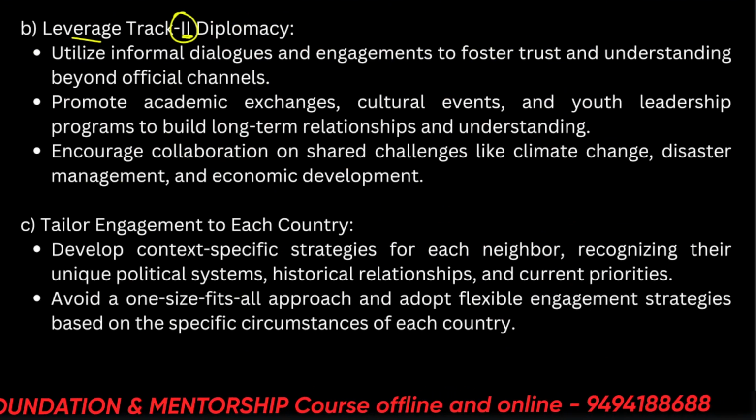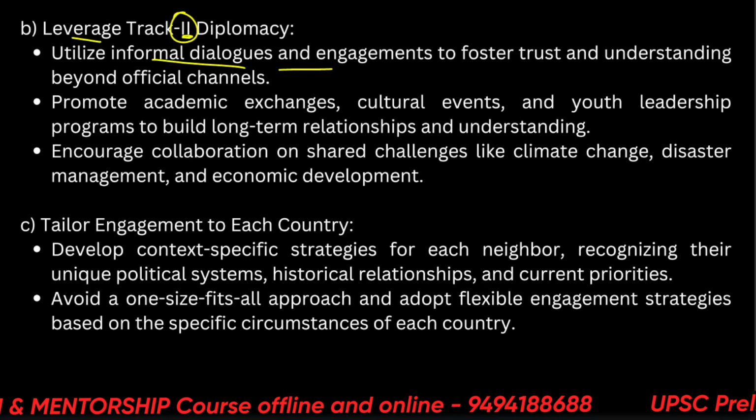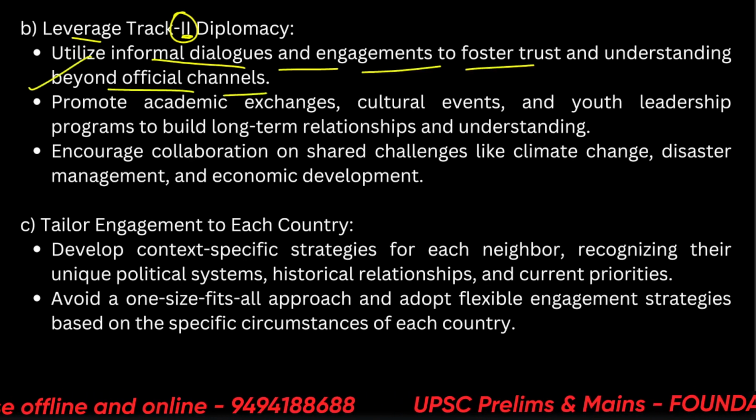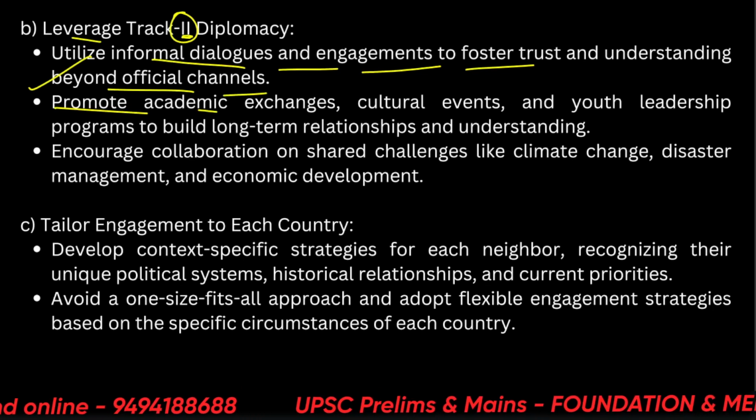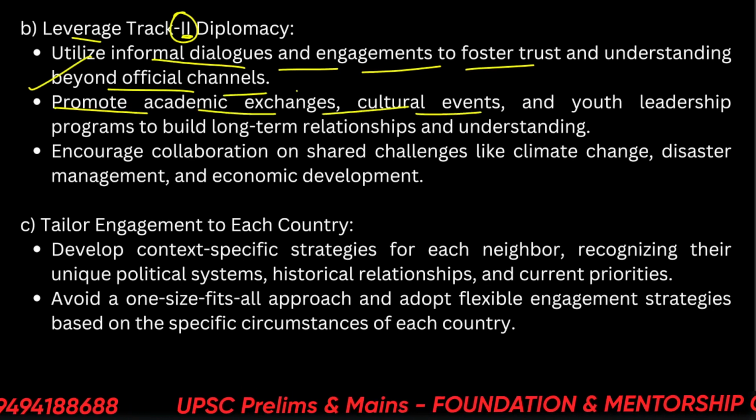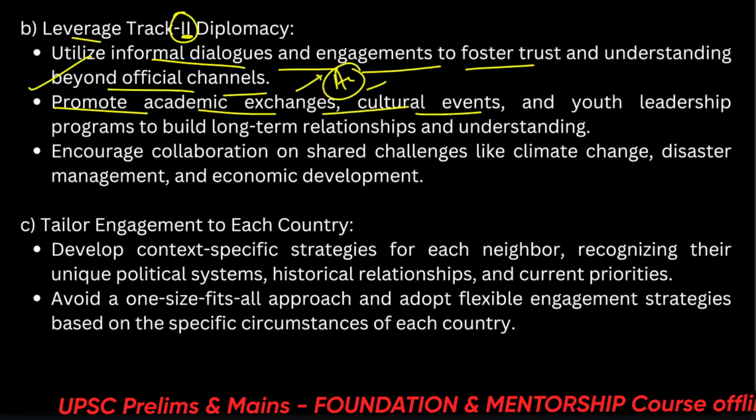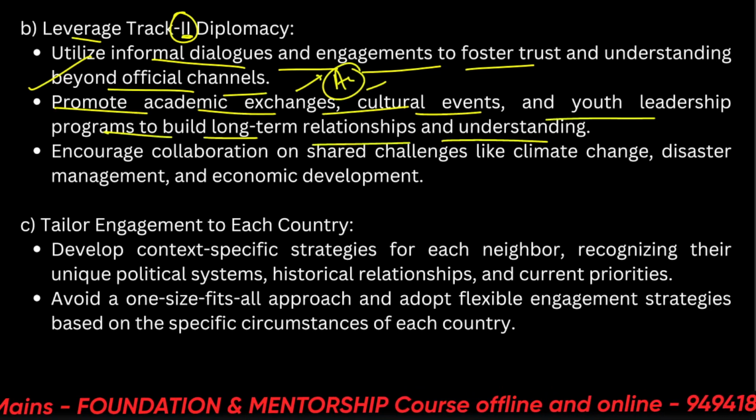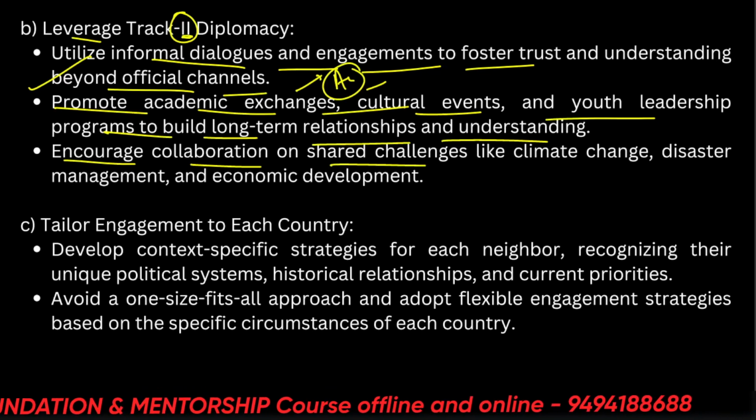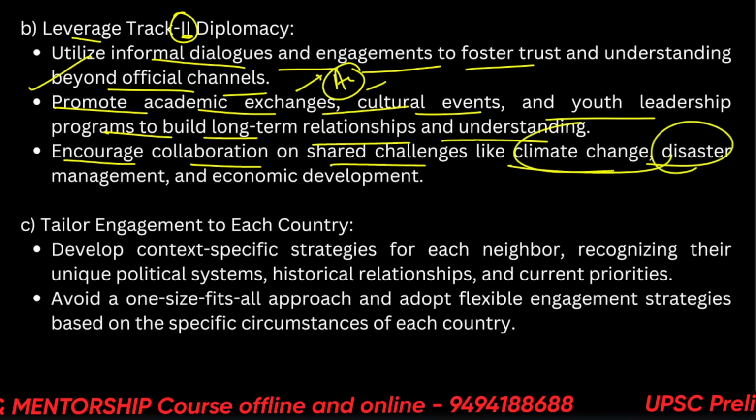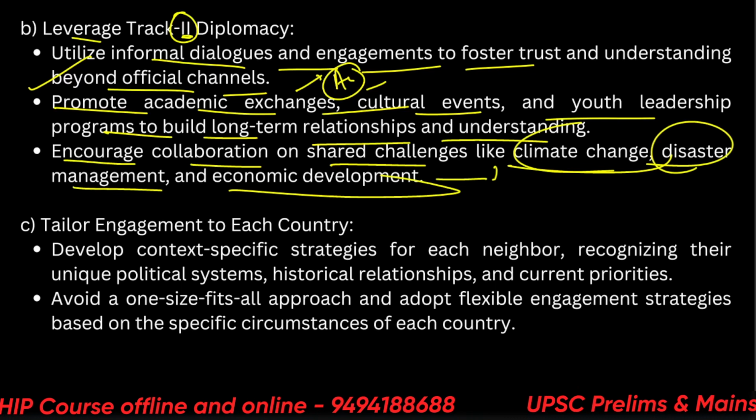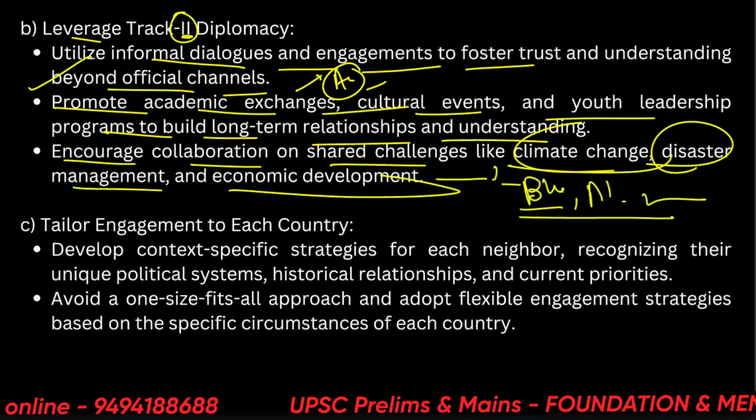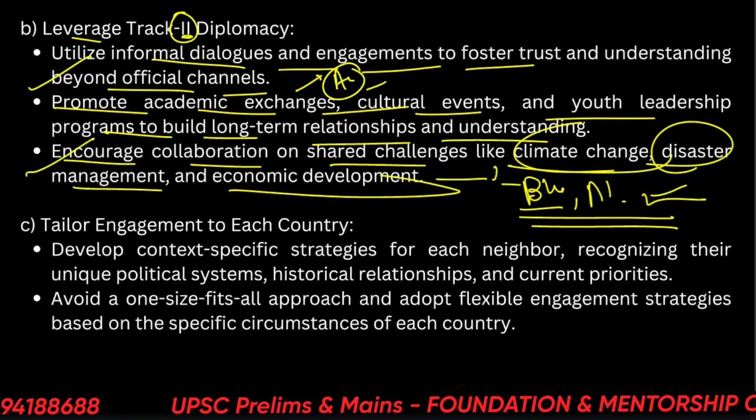So this is the Track 1 and Track 2 thing. Utilize informal dialogues and engagements to foster trust and understanding beyond official channels. This is soft power, basically academic exchanges, cultural events. This has happened with Australia, the Maitri program recently signed, and youth leadership programs to build long-term relationships and understanding. Encourage collaboration on shared challenges like climate change, disaster management, and economic development. This has been happening between Bhutan-India, Nepal-India, and Bangladesh-India. So this is already there, and we need to do further more on this.